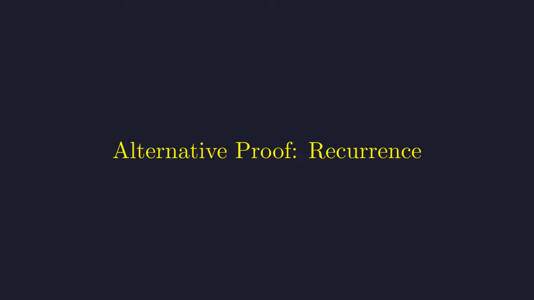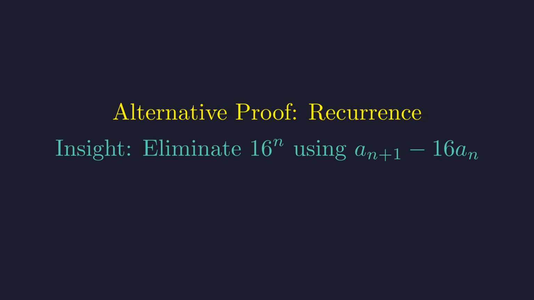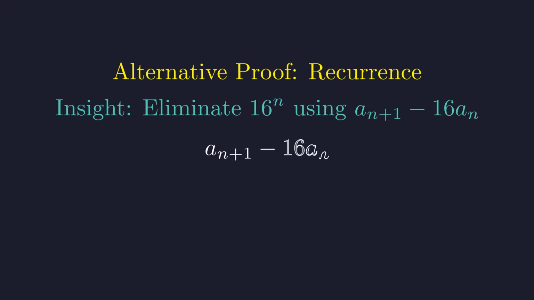For a different perspective, we can prove this using a recurrence relation. This method reveals the underlying structure more clearly. The key insight is to consider the difference a sub n plus 1 minus 16 times a sub n. This choice will cause the exponential terms to cancel, revealing a simpler structure. Let's calculate this difference step by step.